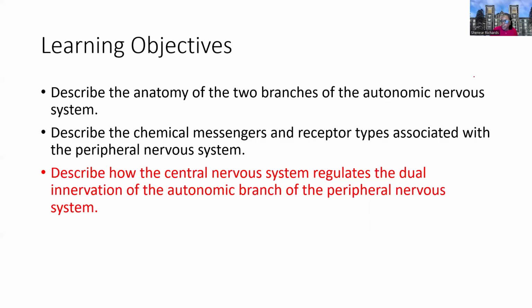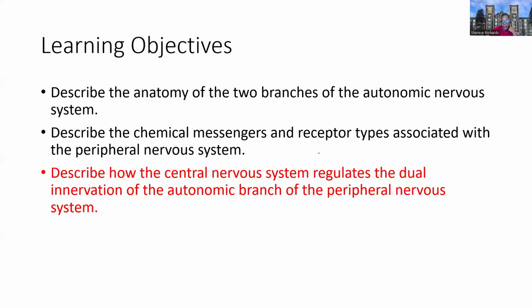All right, let's move to the third and last objective here. Describe how the central nervous system regulates the dual innervation of the autonomic branch of the peripheral nervous system. So we're going to kind of zoom out. We've been kind of looking at the cellular details, and we're going to zoom back out and look at this more holistically. How do we have this dual innervation, this comparative secrecy, and how does this bring about cellular responses in both the sympathetic and parasympathetic state?